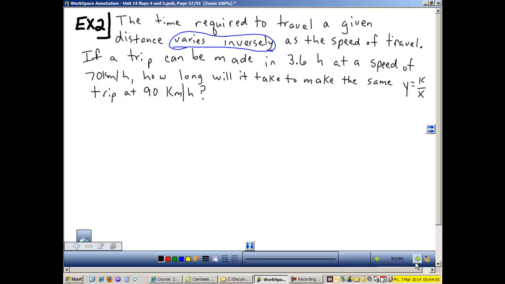So we just need to fill in the rest of the pieces of our puzzle. The time, t, required to travel a given distance varies inversely as the speed of travel, so t equals k divided by s. Our speed of travel is going to take the place of the x. T is equal to time and s is equal to speed. Those are our unknowns. If a trip can be made in 3.6 hours at a speed of 70, those are our knowns, so let's plug that into the first expression.